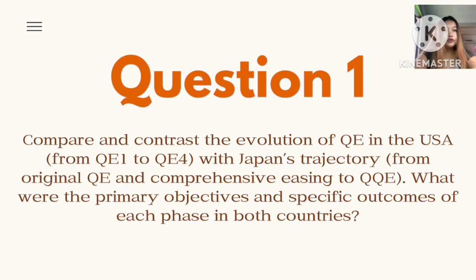Now to question number 1. Compare and contrast the evolution of QE in the USA from QE 1 to QE 4 with Japan's trajectory from the original QE and comprehensive easing to QQE. What were the primary objectives and specific outcomes of each phase in both countries?